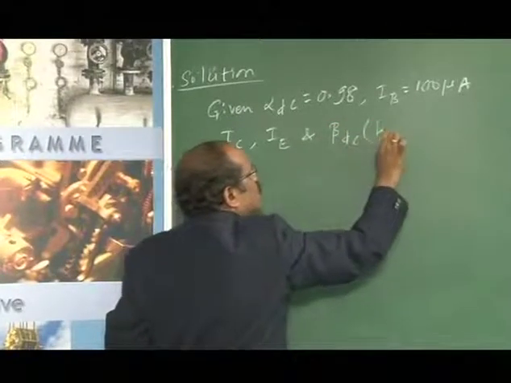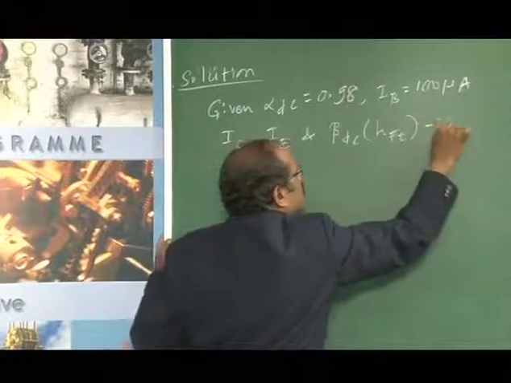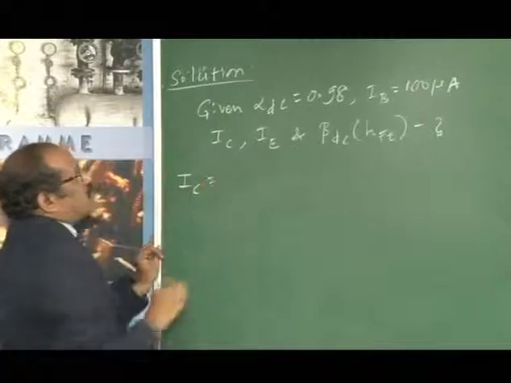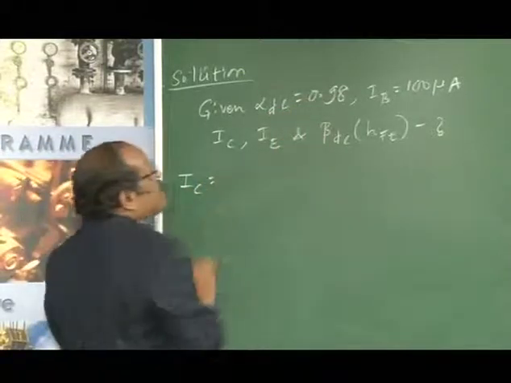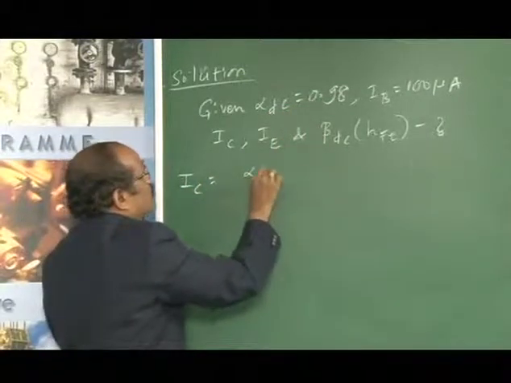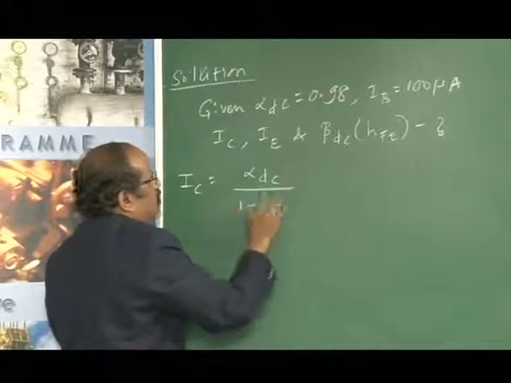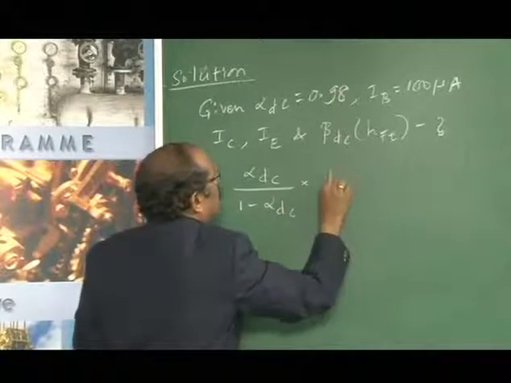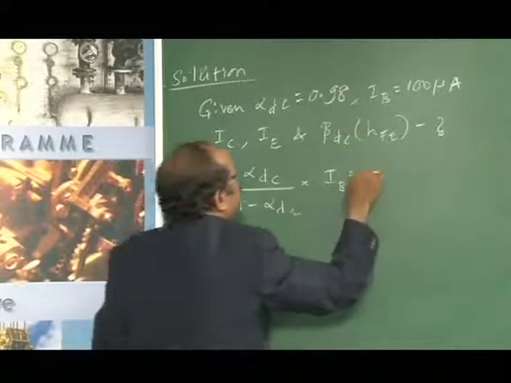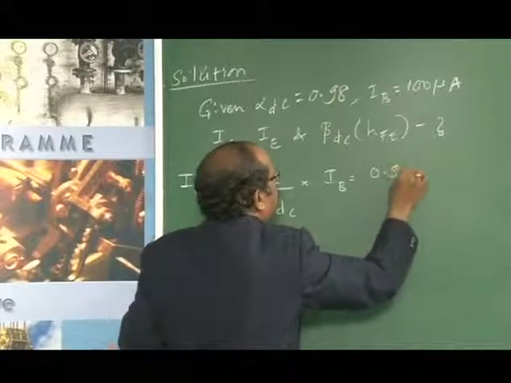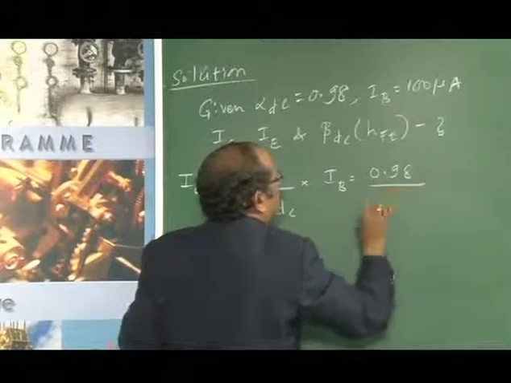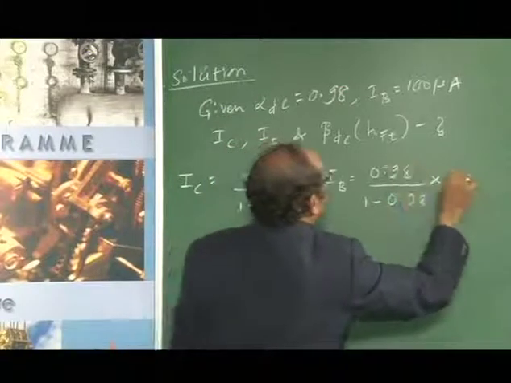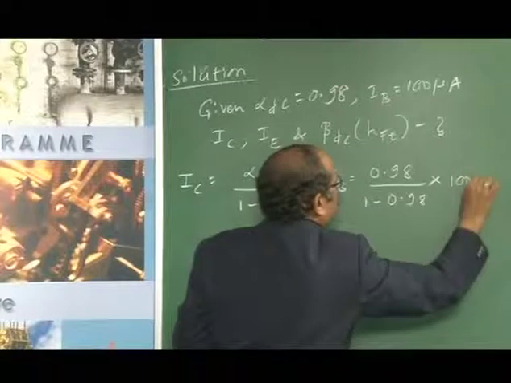Beta DC is also called HFE. This we need to calculate. So what is the answer? IC, we know, in terms of alpha DC and IB, can be given as alpha DC by 1 minus alpha DC into IB. So this is nothing but 0.98 divided by 1 minus 0.98, into IB. IB is 100 microamperes.